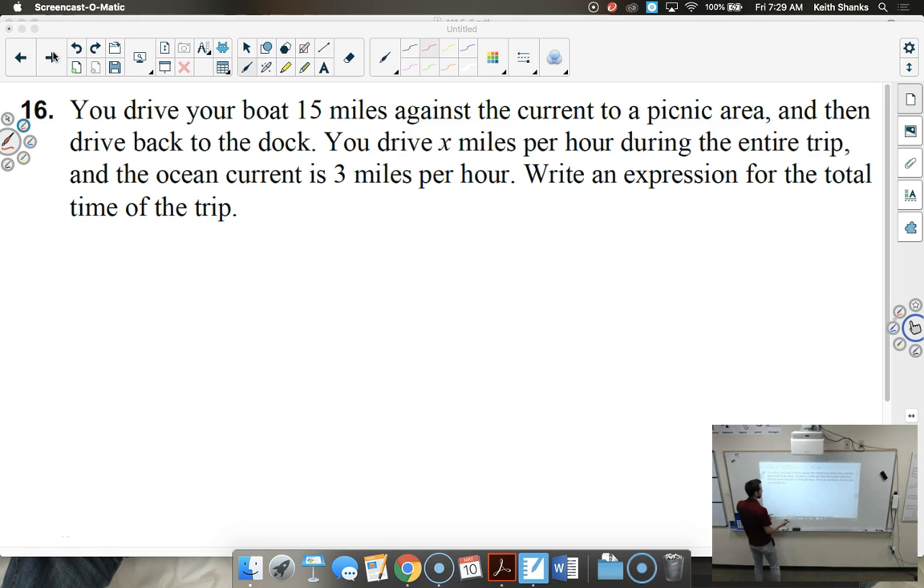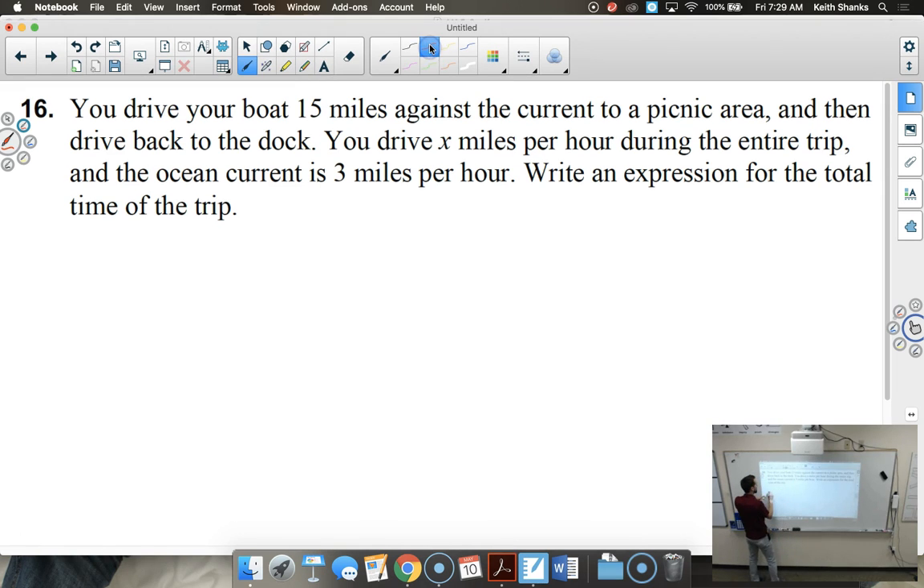And then the last one, number 16 here. What we're looking at is a distance, time, and rate problem. They want the total amount of time. So if you think of time, it's equal to distance divided by rate or speed. So we actually have 2 times, the time there and the time back. What I have here is an addition problem. I want total time, so I'm going to add 2 fractions together.